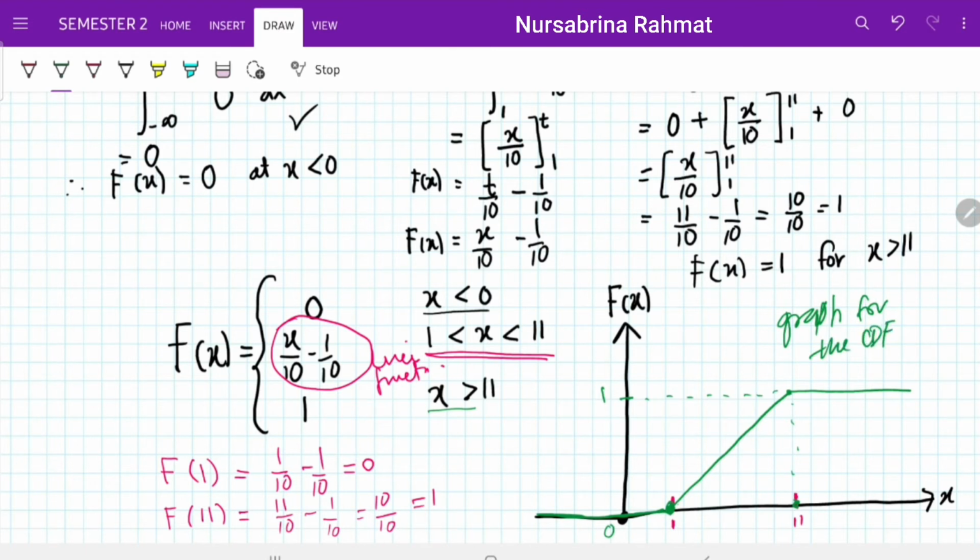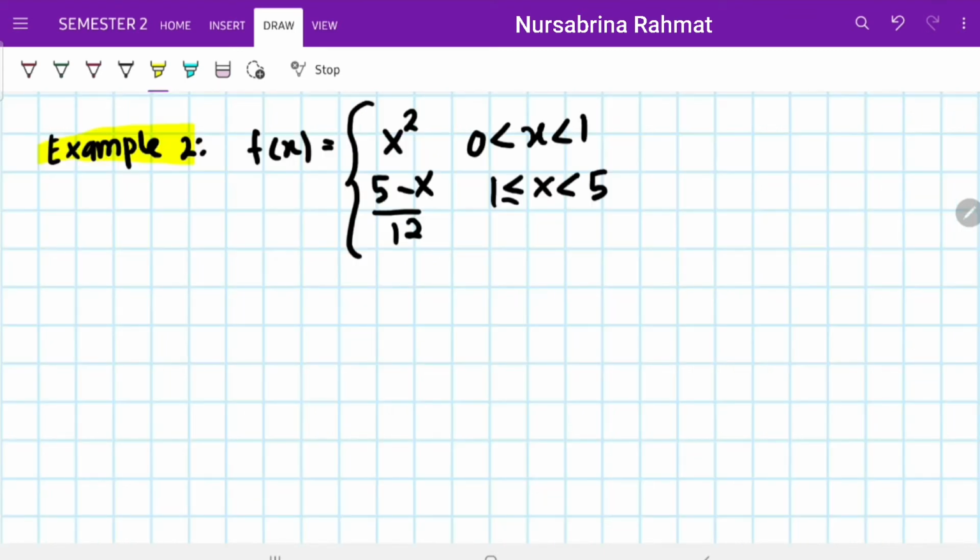Okay, so we're going to move on to the second example, where we now have two different probability density functions for two different class intervals. It should be 0 otherwise, that means for other values where x is less than 0 and when x is greater than 5. So this is the given probability density function, your PDF, and we need to find out what is the CDF, your big F, for this one.